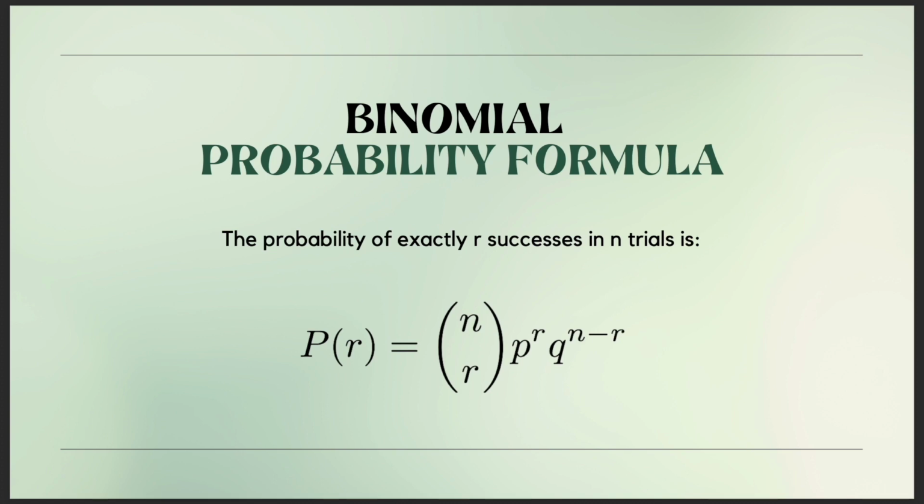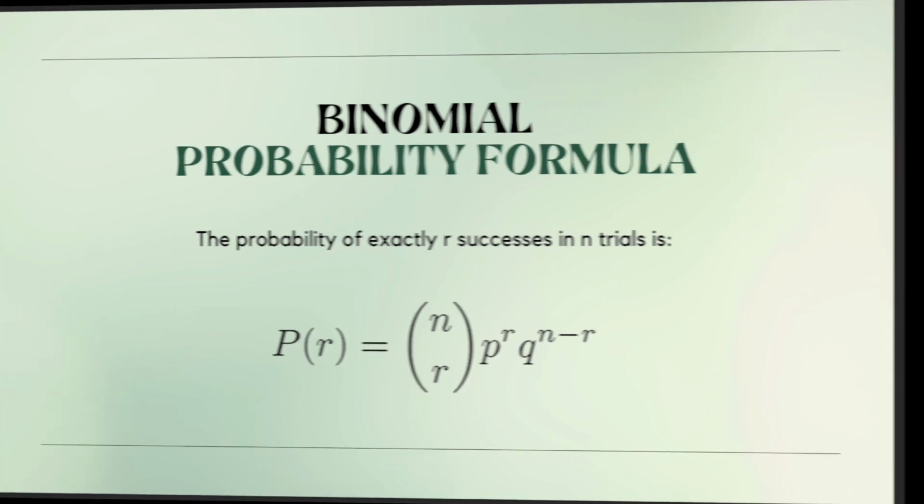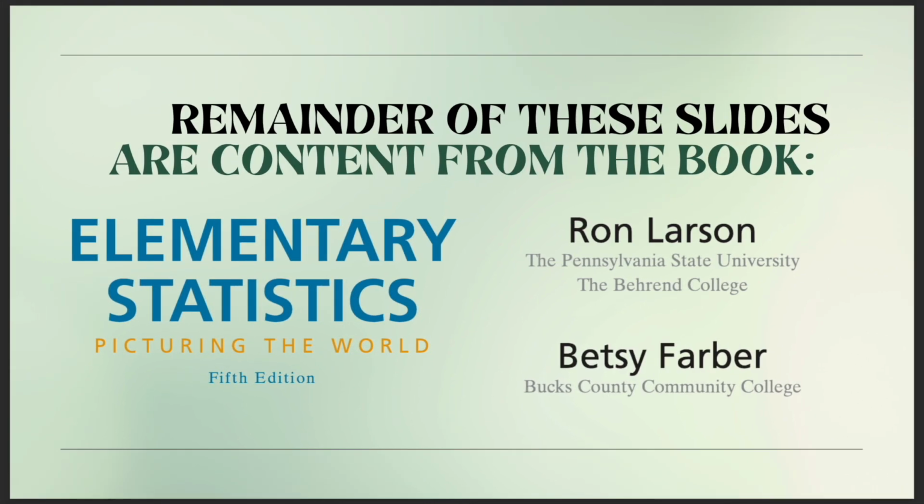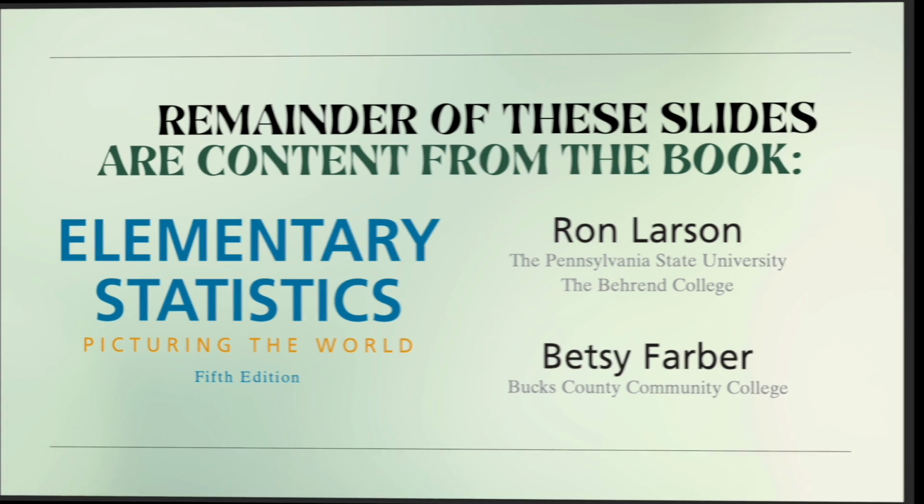You might have seen this as a little n, capital C, little r, but this is another way of writing N choose R, times the probability of success to the R times the probability of failure to the N minus R. So we will apply this, and the remainder of the examples, the next 2 examples, are either exactly quoted from or largely based off of examples from this book that I have credited here.